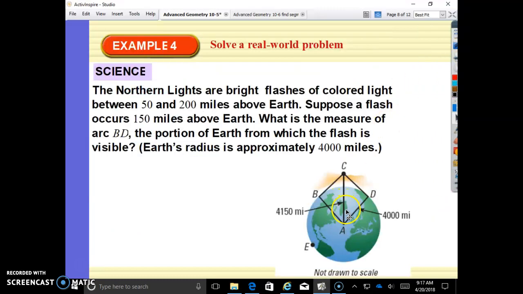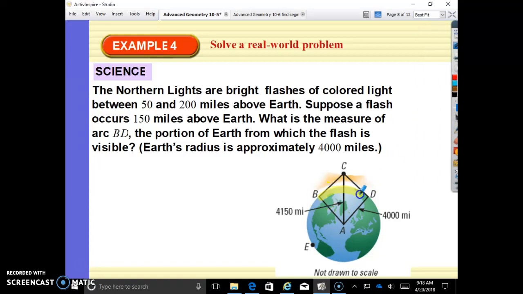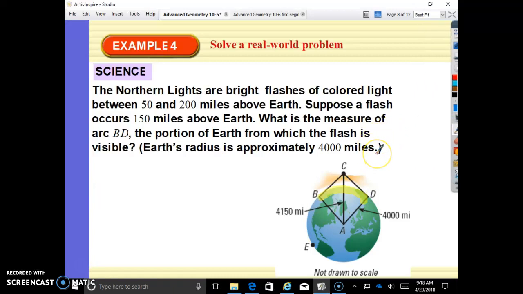The northern lights are bright flashes of colored light between 50 and 200 miles above Earth. Suppose a flash occurs 150 miles above Earth. What is the measure of arc BD? So they're looking for this, the portion of the Earth from which the flash is visible. The Earth's radius is approximately 4,000 miles. So right here, here, and here are 4,000 miles.